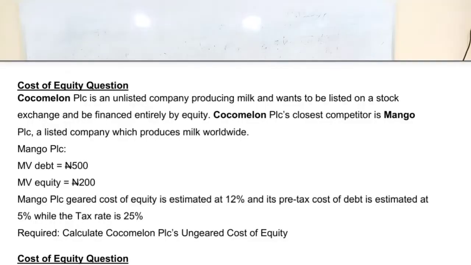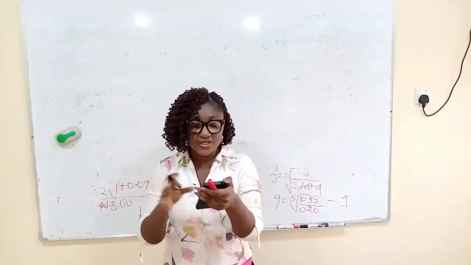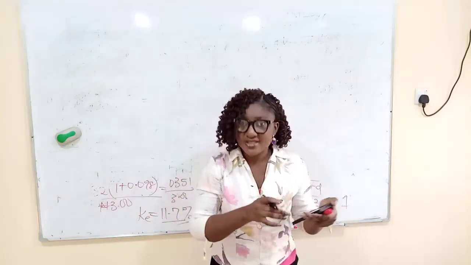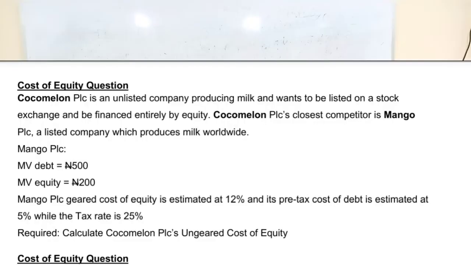So they produce milk worldwide. That's Mango PLC. Now they gave you Mango PLC's information. In SFM, Mango PLC is a proxy company. That is an identical company to the company of concern, which is Cocoa Melon PLC. That one they introduced to you first is the company they are actually considering in this question. But they gave you Mango PLC as a proxy company, an identical company.